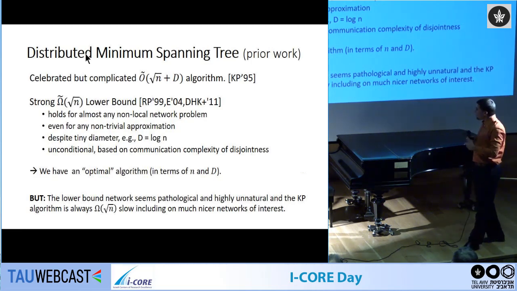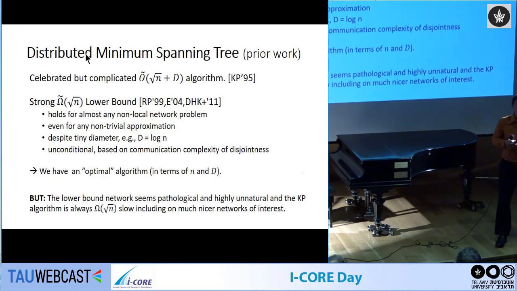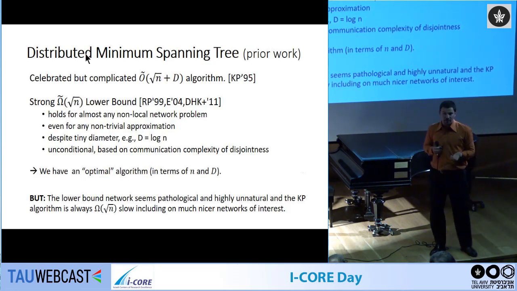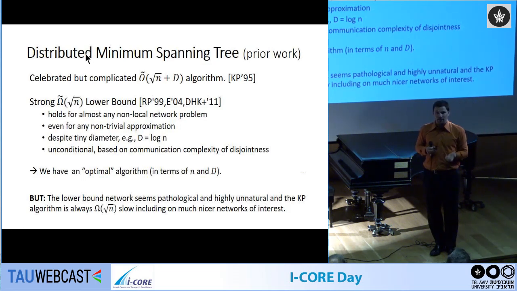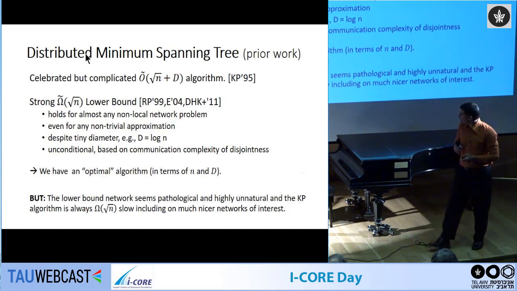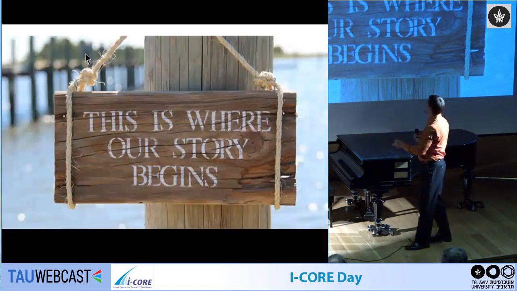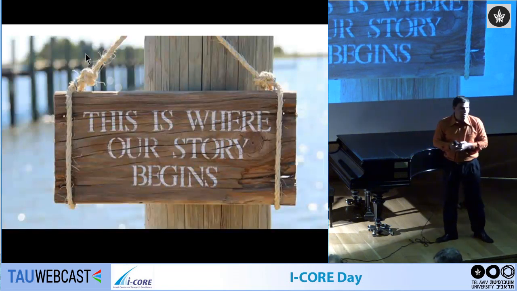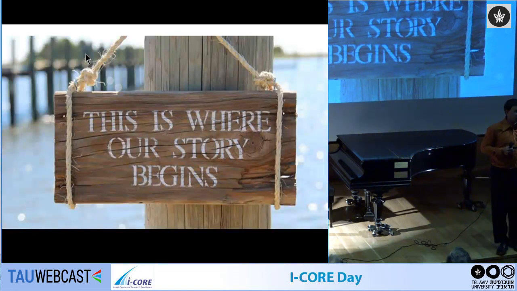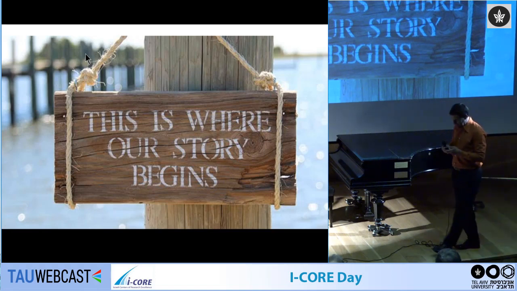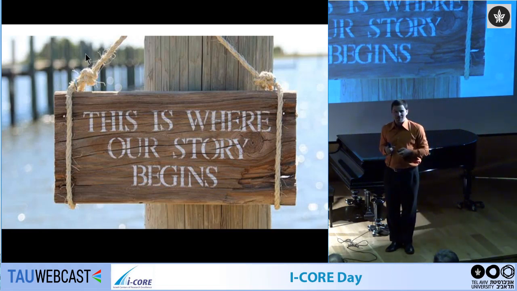And in fact, if you run the Kutten-Peleg algorithm on any network, no matter how nice it is, it's always going to take square root of n time. It's not going to sometimes run faster, sometimes slower. It's always going to take square root of n time, no matter how nice the network is, right? So for me, this is really not the end of the story. This is really where our story begins. So let's try to do something better, something provably better. Let's try to do some nice math and come up with some algorithms that are better than square root of n plus D.